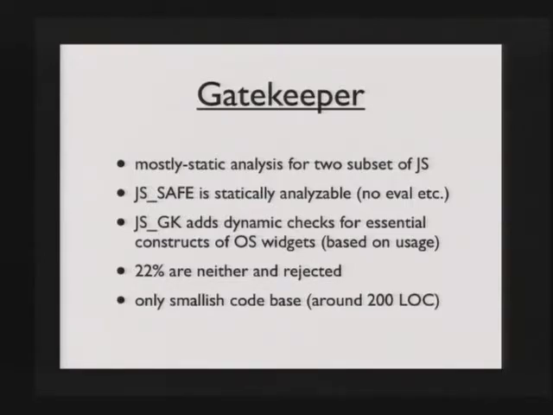So they found that 22% of all the samples that they had were neither in JavaScript Safe nor in JavaScript GK, and they had to be rejected. So the other, about 80%, could be analyzed. That's at least something. But the code base they used, because of the widgets, is very small, around 200 lines of code. But for smaller JavaScript applications, you can even do static analysis, even if the language is very, very dynamic.